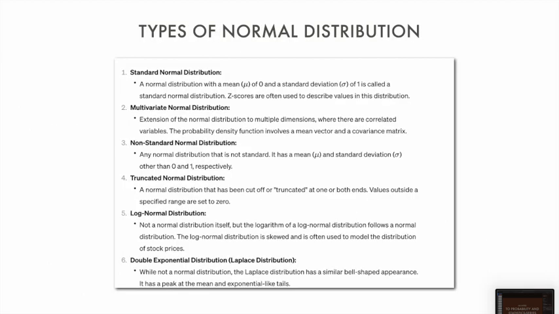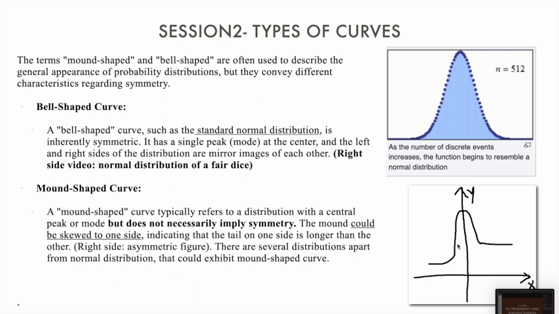This is a mound shaped curve, and here it is not symmetric, so it is skewed to one side. The right side figure is an asymmetric figure, so it need not necessarily imply symmetry, but a mound shaped curve can also be symmetric. What does a skewed mound shaped curve indicate? It indicates that the tail on one side is longer than the other. Here, even though it is asymmetric, the tail on the right side looks longer than the left side. There are several distributions apart from the normal distribution that could exhibit a mound shaped curve.